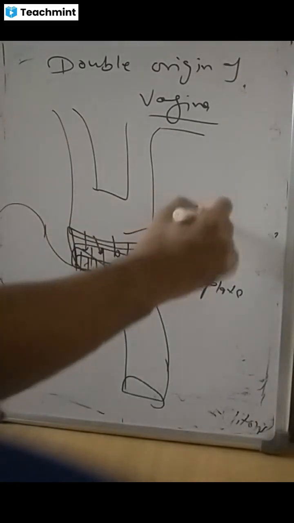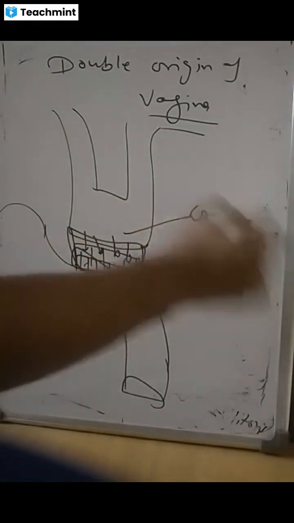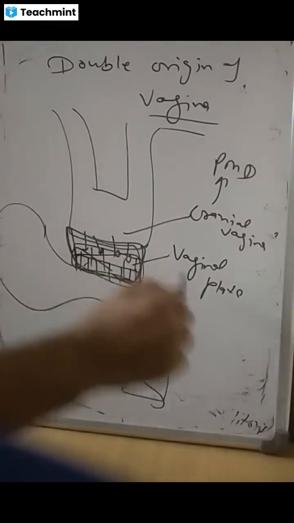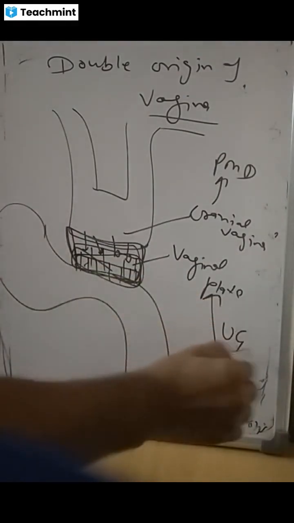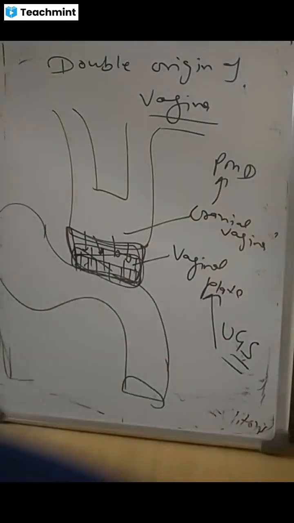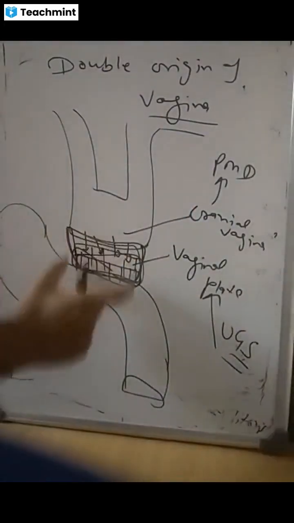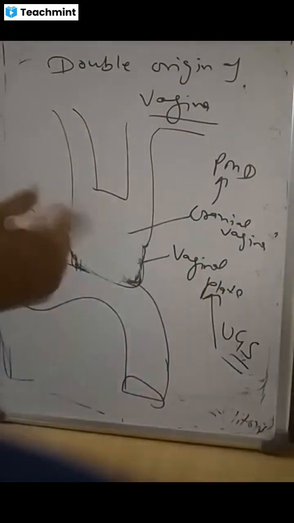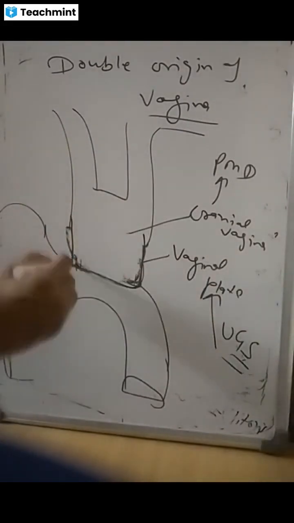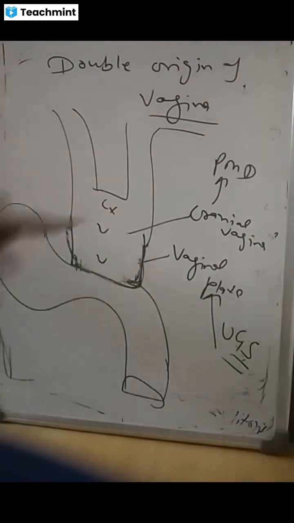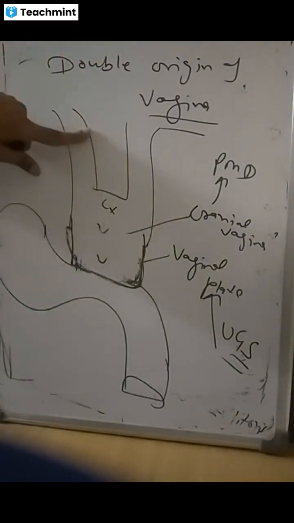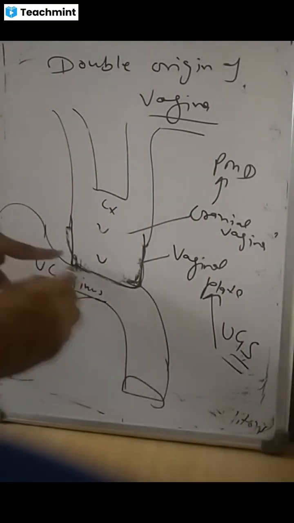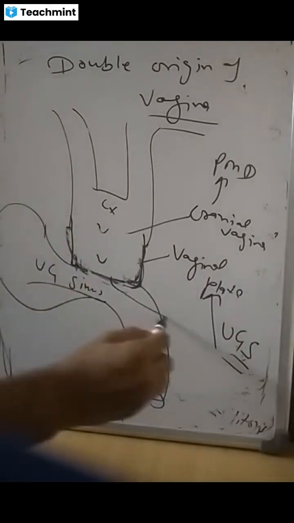That may fuse with this part. This part is formed from the paramesonephric duct and this part is formed from the urogenital sinus. So after some time, this will fuse, the lumen becomes common. So this is how the development of the vagina occurs: cranial part from the paramesonephric duct, and caudal part from the urogenital sinus. And this is called the hymen.